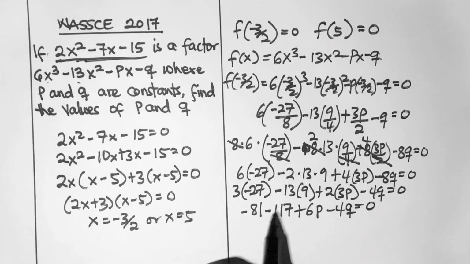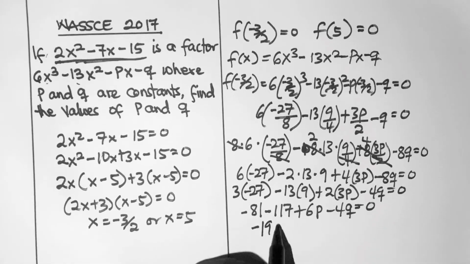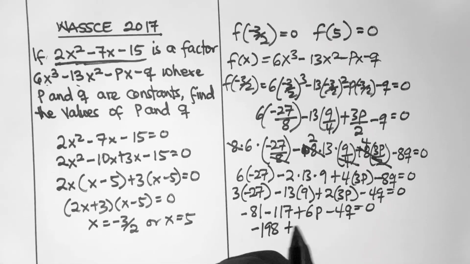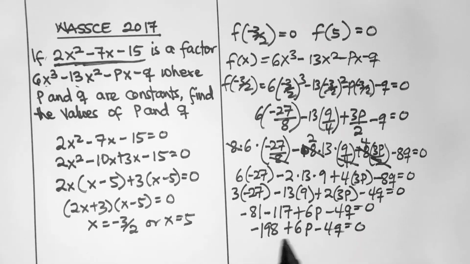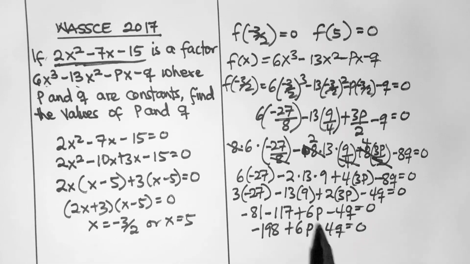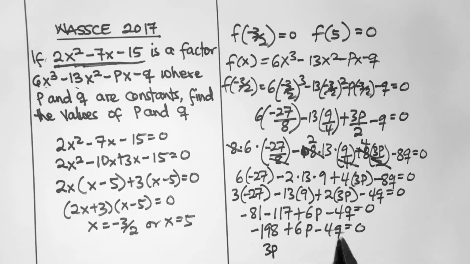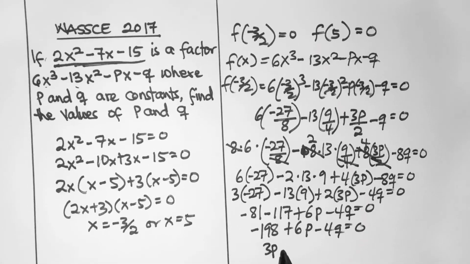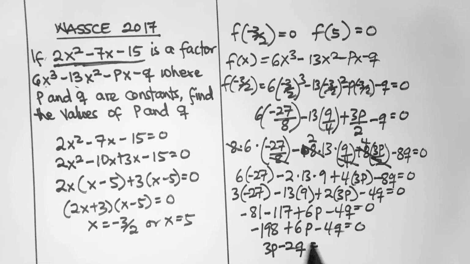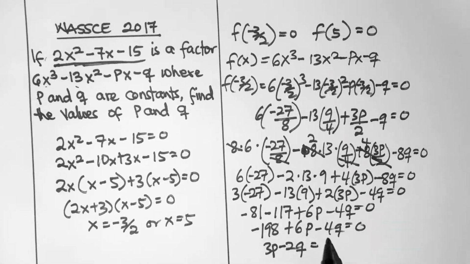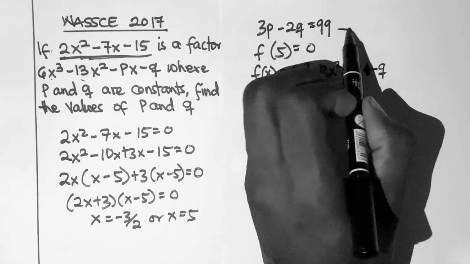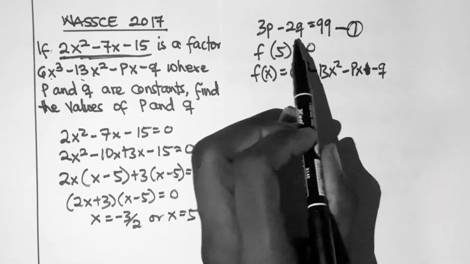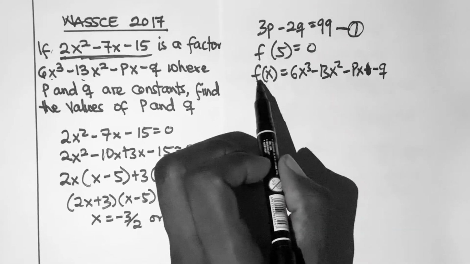So minus 81 minus 117 is minus 198. And then plus 6p minus 4q equals 0. So in this case, you see we can divide through by 2. So 6p divided by 2 becomes 3p, and minus 4q divided by 2 is minus 2q equals, now minus 198 becomes plus 198 divided by 2 will give us 99. So this is our equation 1. So we found equation 1 as 3p minus 2q equals 99. And then this is f of x.